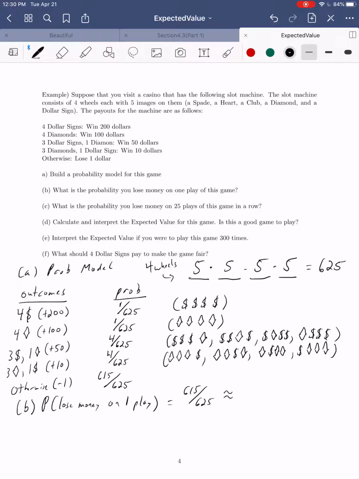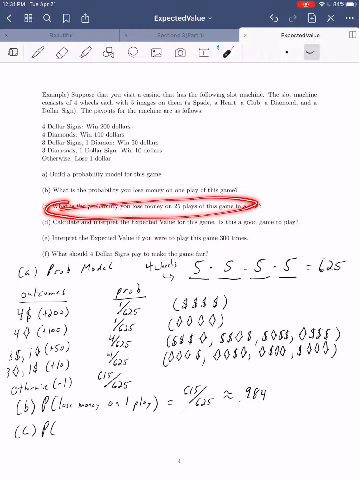Or I suppose if you really wanted to, you could figure that out as a decimal, just to have a better sense of the size of that number. 615 divided by 625 would be 0.984. So if you sat down and you only had one play of this machine, there's about a 98.4% chance that you will lose. Okay, let's go ahead and do C. Let's calculate another probability. What is the probability that you lose money on 25 plays in a row?